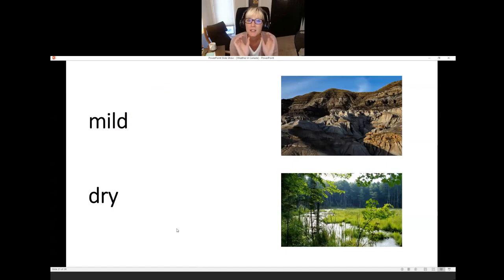Let's practice some words. Okay? You read the words, look at the pictures. Which word goes with which picture?